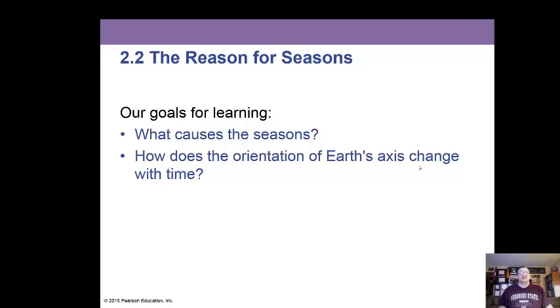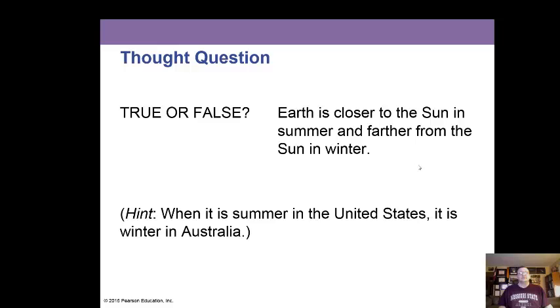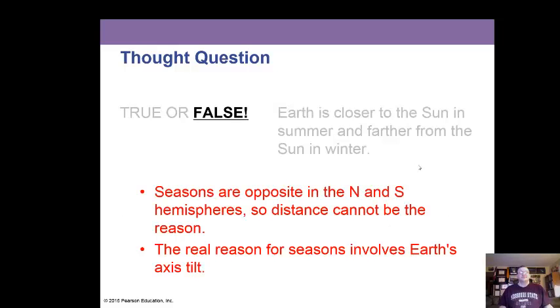Now let's look at the reasons for the seasons. What causes the seasons, and how does the orientation of Earth's axis change with time? True or false? The Earth is closer to the Sun in the summer and farther from the Sun in winter. What do you think? Here's a hint. When it is summer in the United States, it is winter in Australia. The answer is false. The seasons are opposite in the north and south hemispheres, so distance cannot be the reason.